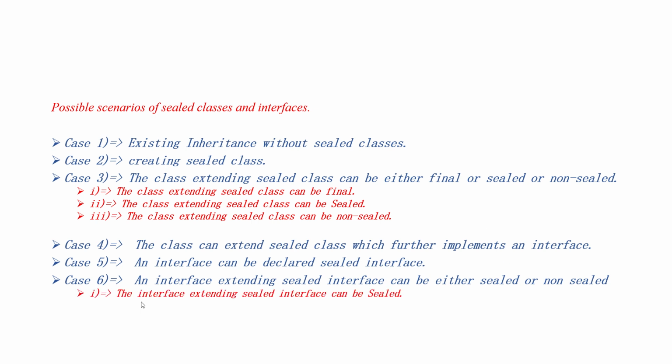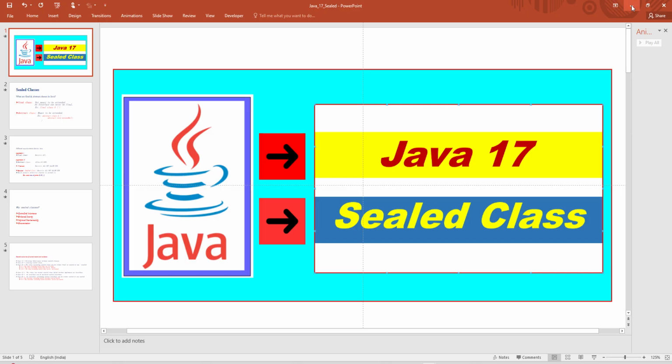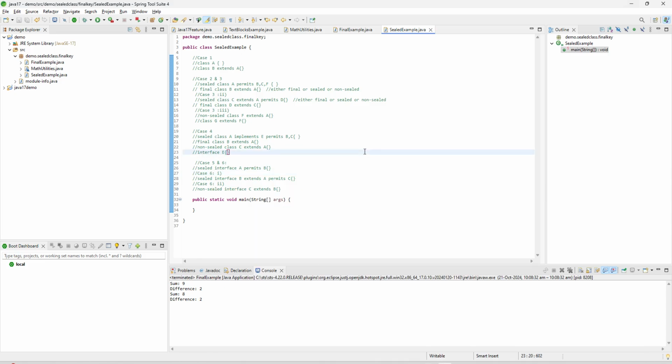Now there are two scenarios. The interface extending a sealed interface can be sealed, or the interface extending a sealed interface can be non-sealed. So these are all possible scenarios we can check in our code base.